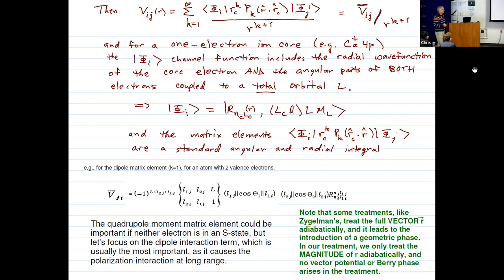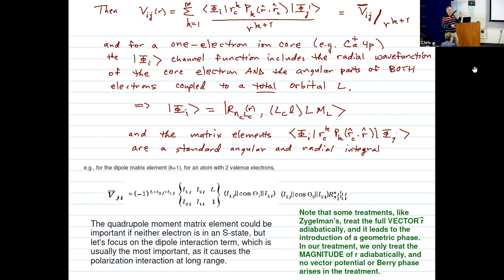Individual cosine betas of the inner and outer electrons, and then there's a radial integral involving the radial integral over the core electron wave function. I should mention at this point that we're going to adiabatically diagonalize this Hamiltonian, treating the distance r adiabatically, not the vector. Ziegelmann's treatment.